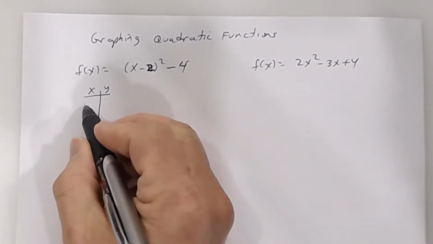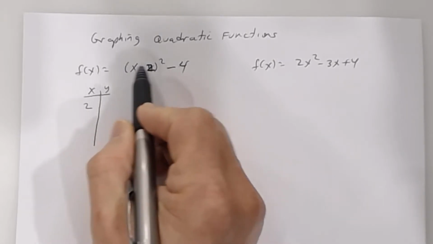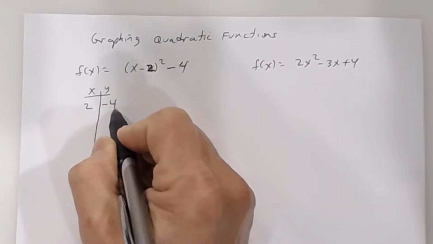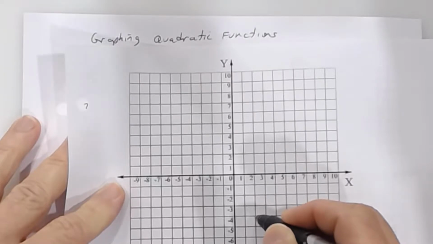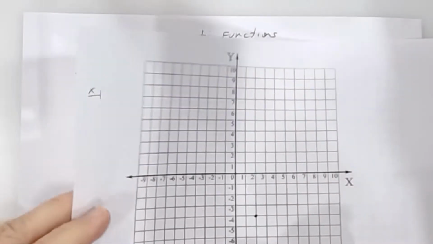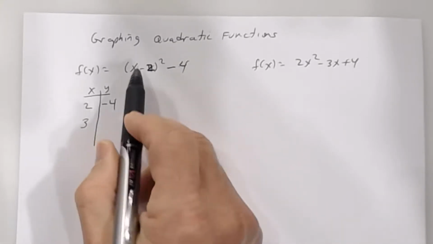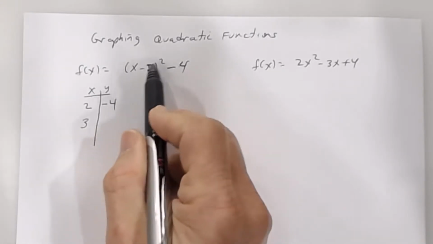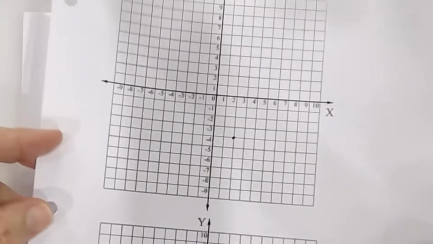So if x is, let's say, 2, I'm just picking some numbers here. Just write these down. If x is 2, I get 2 minus 2, which is what? 0 squared is 0, and then 0 minus 4 is negative 4. So I get 2, negative 4. So let's say 2, negative 4 is right here. All right. If x, let's say, is 3, what's 3 minus 2? 1. And what's 1 squared? 1. And what's 1 minus 4? Negative 3. So I get the point 3, negative 3.